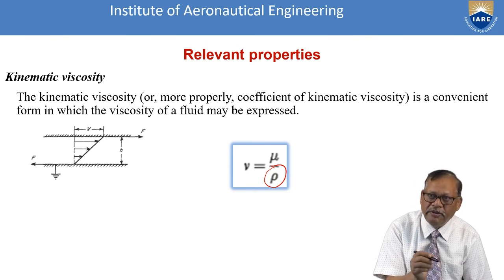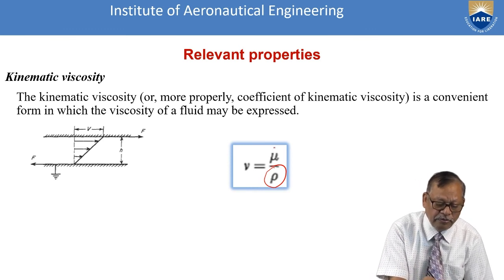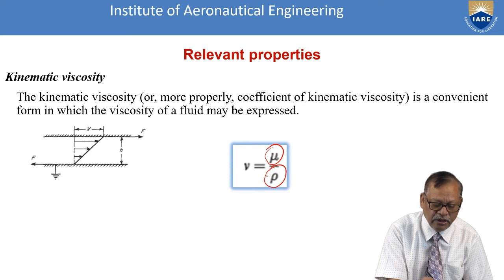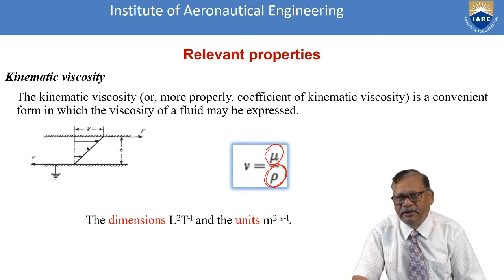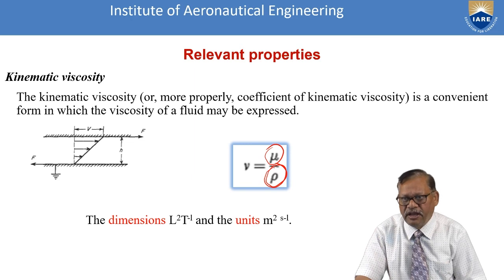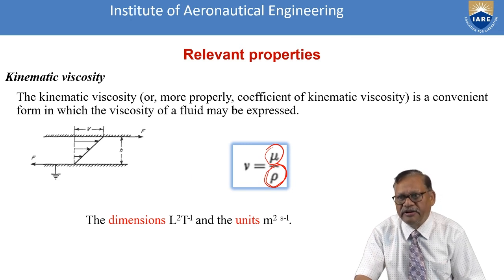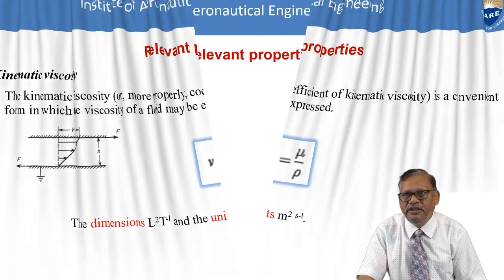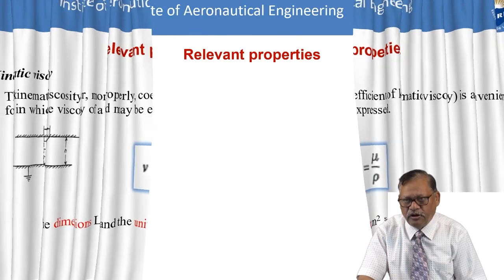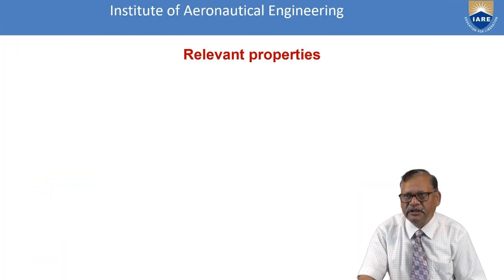Now, if you put in the dimensions of mu and rho, what will we get? We will get the dimension L square per second, that is meter square per second. So this is the way we can write the properties. Okay. So with this, I thought of some more properties, not leaving them for today's class.